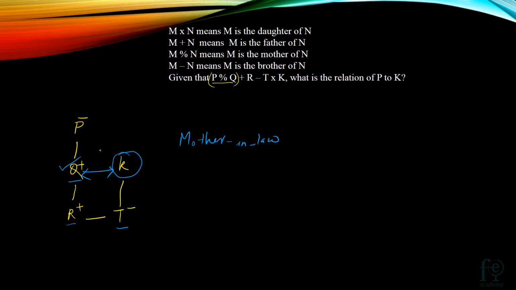So from that, Q is also the parent of R and T. So Q and K are husband and wife, and we know the gender of P also. P is a female, so P is the mother-in-law of K. Suppose the gender of P was not known, we cannot deduce whether P is the father-in-law or mother-in-law. So depending on the options, you have to write accordingly. Here we know the gender of P also, so P is the mother-in-law of K.